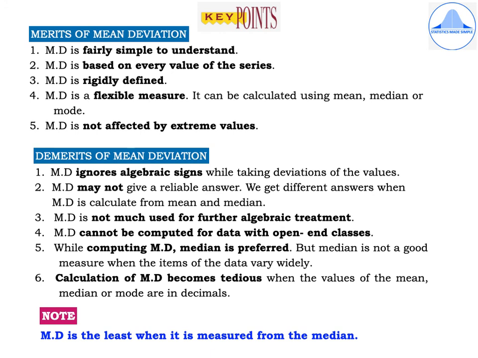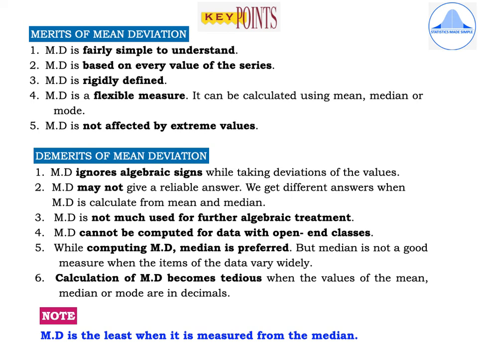Let us now learn some of the merits of the mean deviation. First, the mean deviation is simple to understand. Second, it is based on every value of the series. Third, it is rigidly defined. Fourth, it is a flexible measure because it can be calculated using the mean, median or mode. Fifth, mean deviation is not affected by extreme values.